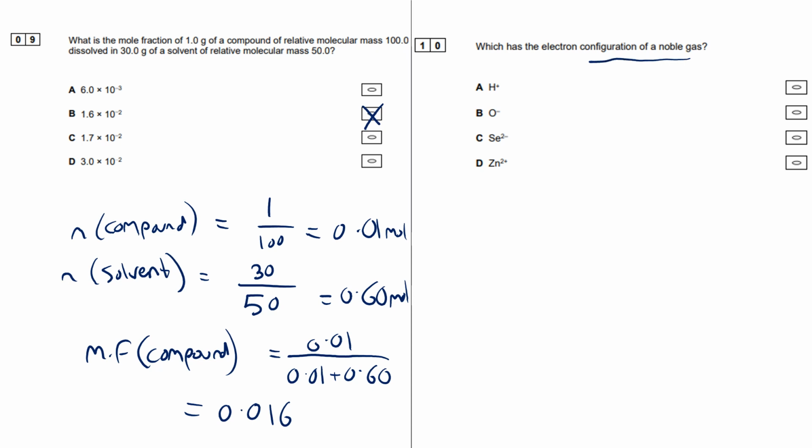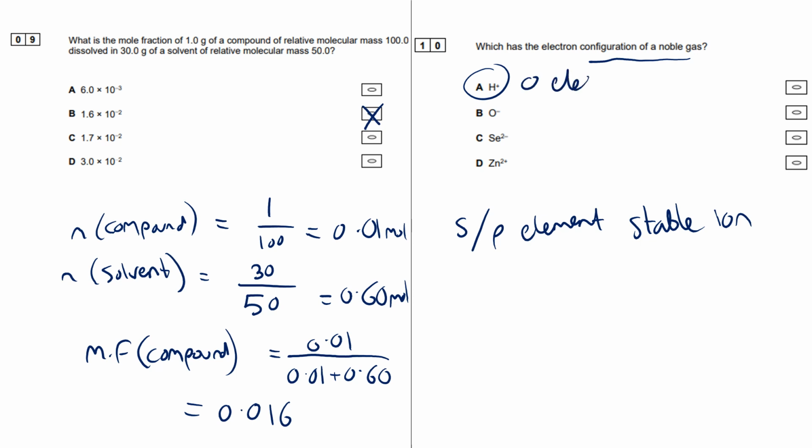So for something to have an electron configuration of a noble gas, it would be an S or a P block element as its stable ion. H plus has lost an electron, that has no electrons in it. So obviously that one is not got the electron configuration of a noble gas. O minus isn't the oxidation state of its stable ion. So O minus, oxygen normally ends in 2p4, this ends in 2p5. So it's got the electron configuration of fluorine.